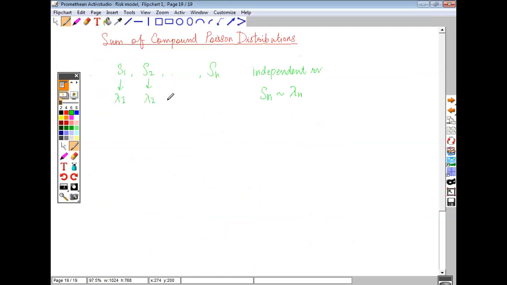For this one, I'll have lambda 2. And for this one, I'll have lambda n. And now I'm looking at the sum of all of these, S1 plus S2 up until Sn, and I denote this by A. So this A here is the sum that is of interest to me. This is the sum of compound Poisson distributions, right? Now I have to figure out what happens to A. What distribution will it follow? Will it follow a Poisson distribution again?